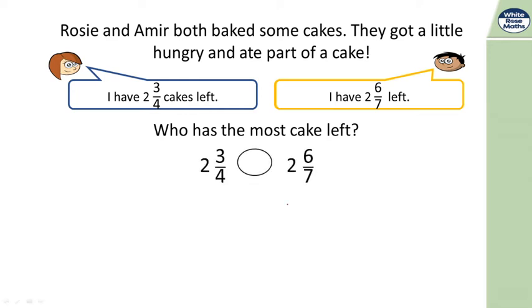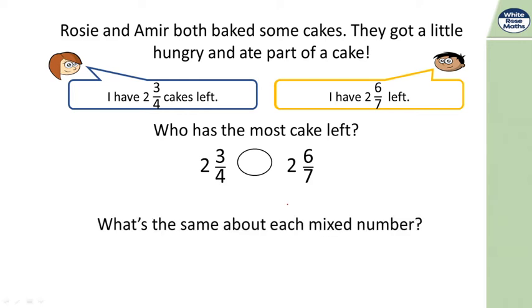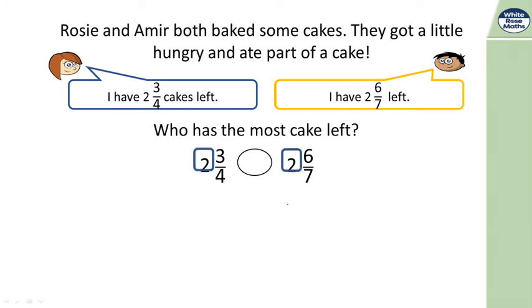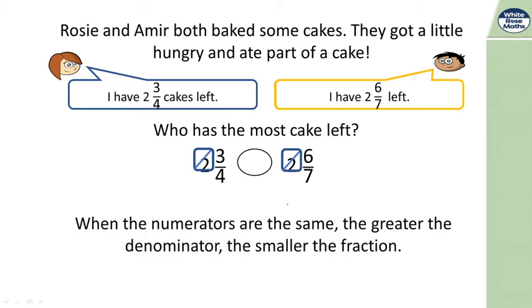So you have 2 3/4 compared to 2 6/7. What's the same about each mixed number? They both have 2 wholes. So we can ignore that because we don't need to compare 2 to 2. So what we're really doing is comparing 3/4 and 6/7. And remember that rule, when the numerators are the same, the greater the denominator, the smaller the fraction.